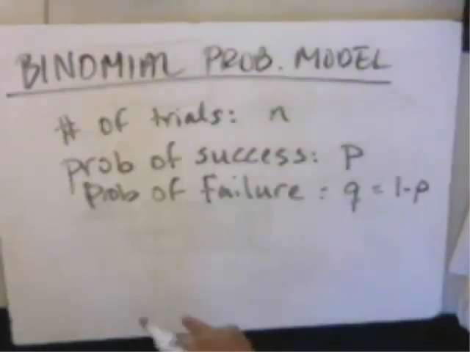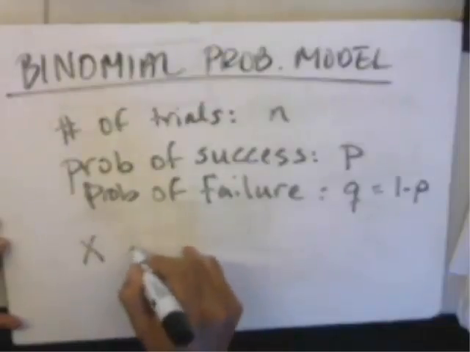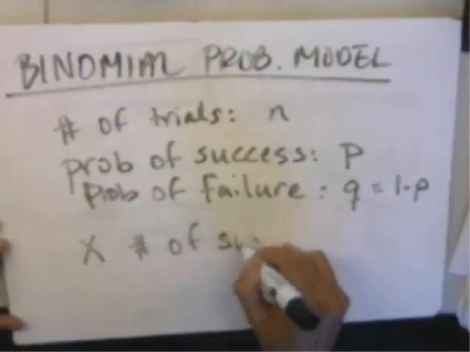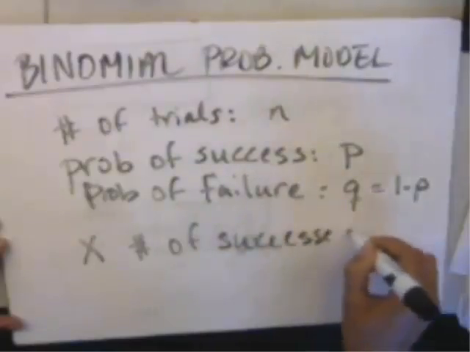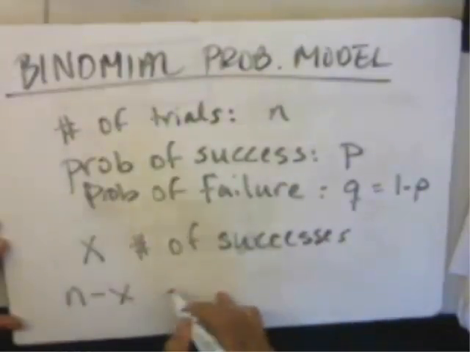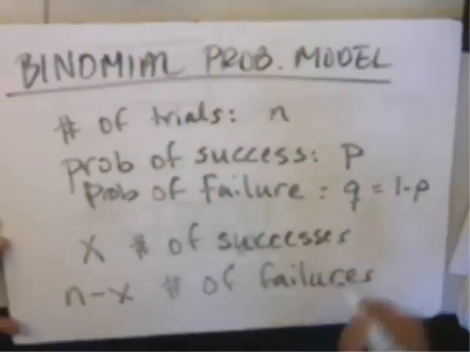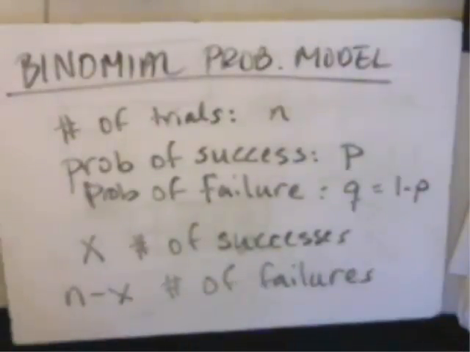We also call that Q. And then we have X number of successes. Successes. All right, and then we also have n minus x number of failures.